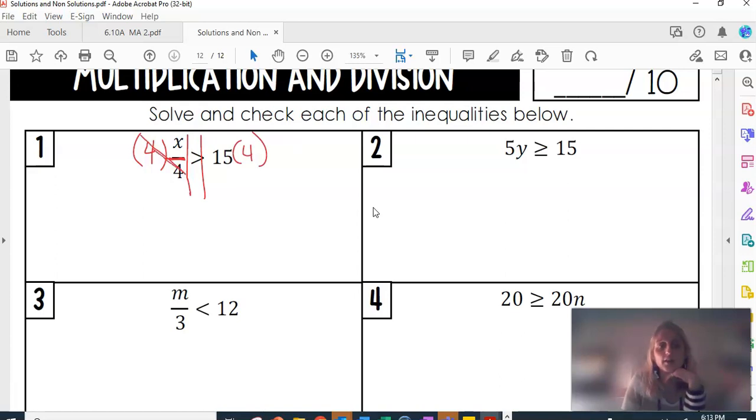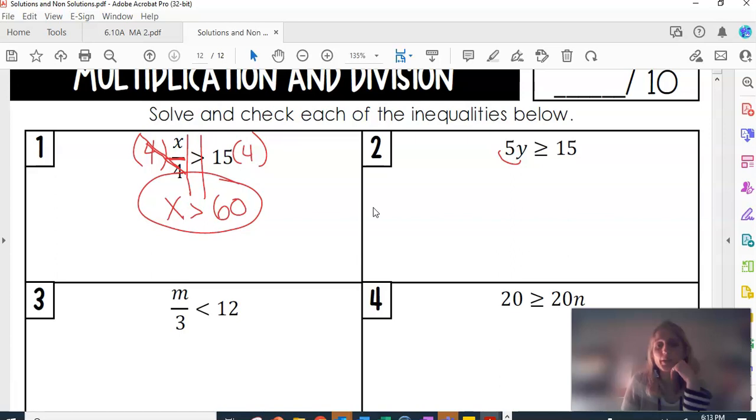These are going to cancel out to 1x, which I can just write as x. 15 times 4 is 60. Keep your greater than symbol. That's so much easier than trying to think of numbers that when you divide them by 4 are greater than 15. Anything bigger than 60 would make that a true statement. You could not put a closed circle here. There's no or equal to, so 60 is not greater than 60, but anything bigger than that would make it true.